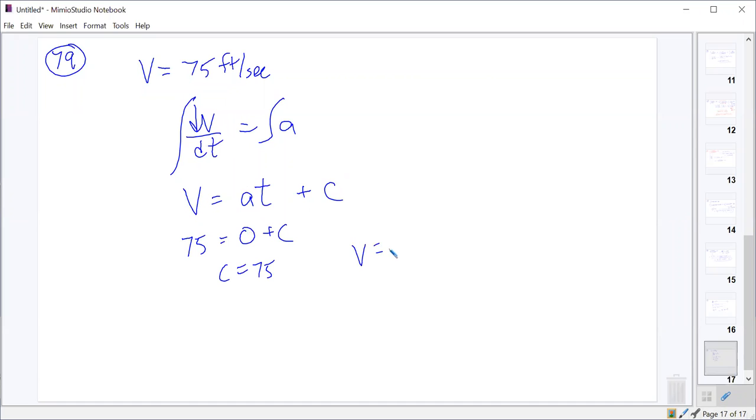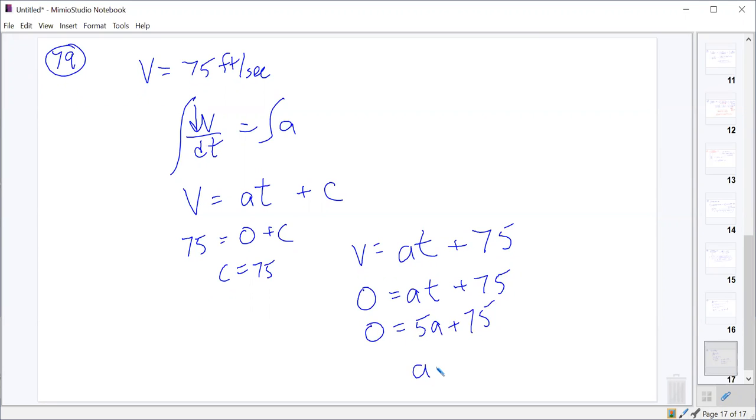And so we know that our velocity should be at plus 75. And if we want our velocity to become 0 in 5 seconds, we just need to make this 0 equals 5a plus 75, or a equals negative 15. And I don't know if they had units on there, feet per second squared. Yep, negative 15 feet per second squared. Choice C. Any questions there on 79?